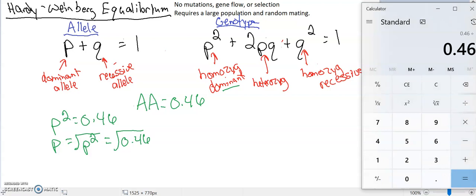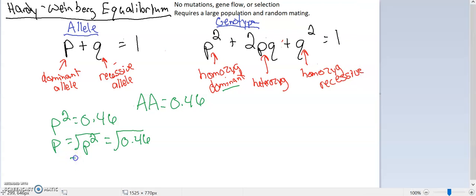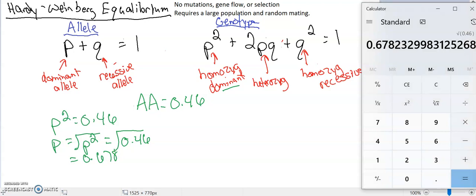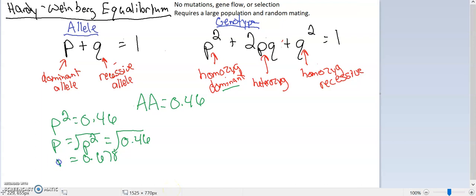Clear, the square root of 0.46. This then means that p is going to be equal to 0.678. I rounded a little, obviously, because I'm not following that many decimal points. You can't pay me enough to do that. All right, so now that we have p, p equals 0.678, that means we can find q.